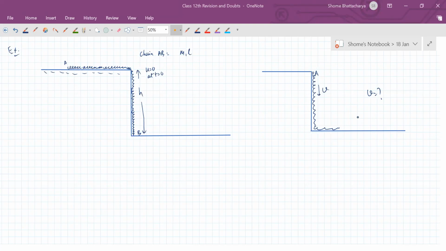So anyway, let's discuss this one. How will we find the speed VA over here? When we release this chain here, by the time the end of the chain reaches this point A here, how will we find the speed? Or let me rephrase the question. Can we use work energy theorem?